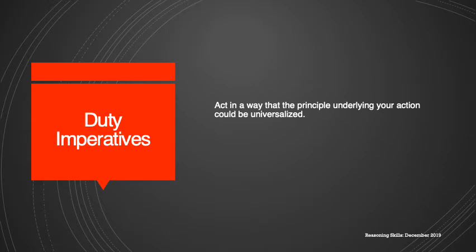Some of the imperatives that provide duties include that we should act in a way that the principle underlying our action could be universalized. That whatever rule it is you're following, you could wish for that to be a rule that everybody else would apply. This is how we justify being generous to other people when they are in need. We would hope that if we were in need, other people would be generous with us. Sometimes this is known as the golden rule: do unto others as you would have them do unto you.